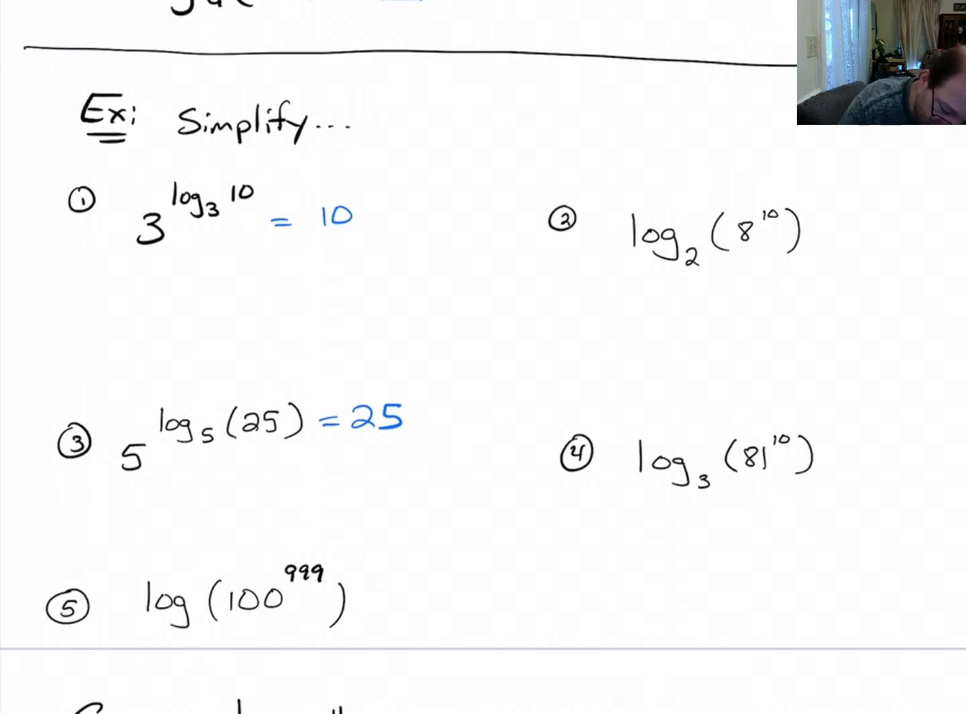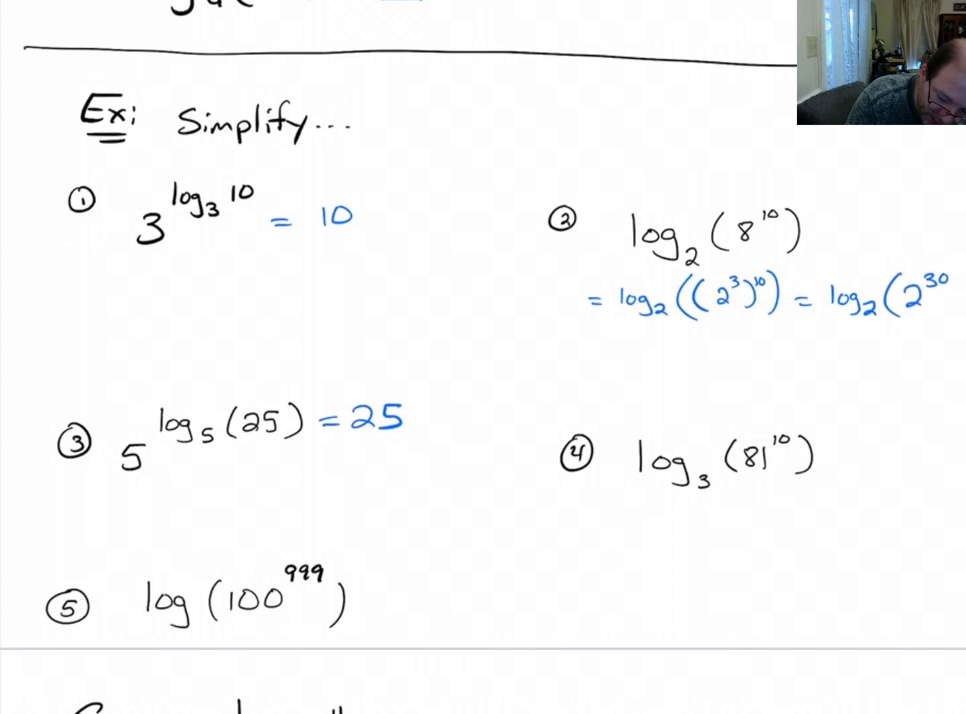So here's what we'll do. We'll rewrite this as log base 2 of 8, which is 2 cubed, to the 10th. So what we have is log base 2. Now a power to a power, you multiply those powers, so you get log base 2 of 2 to the 30. So we get 30 for our answer here.